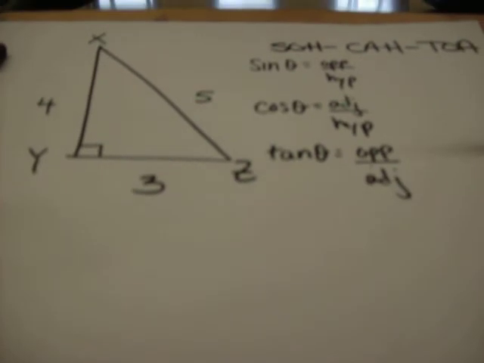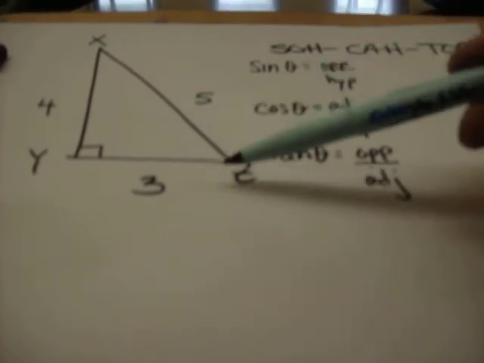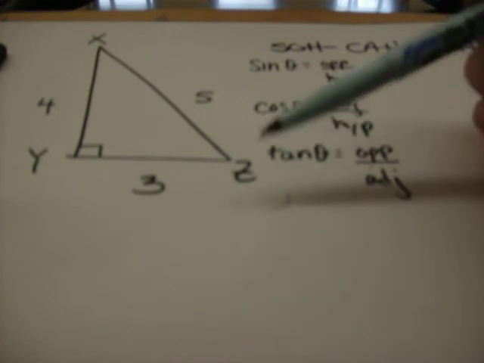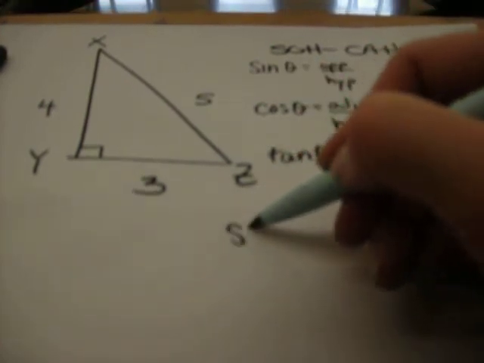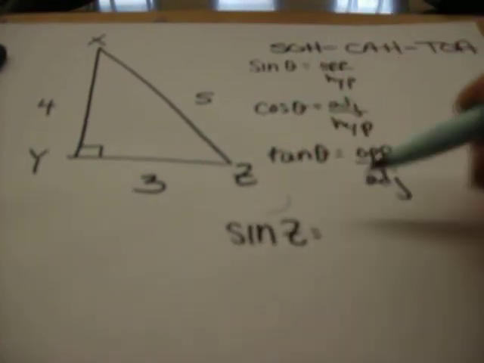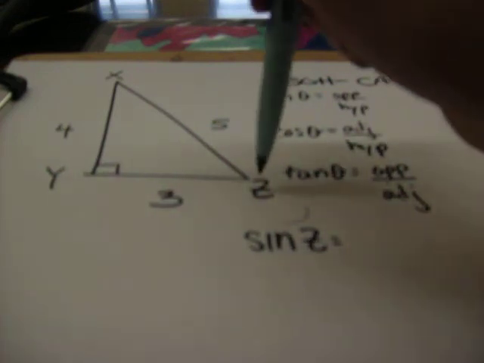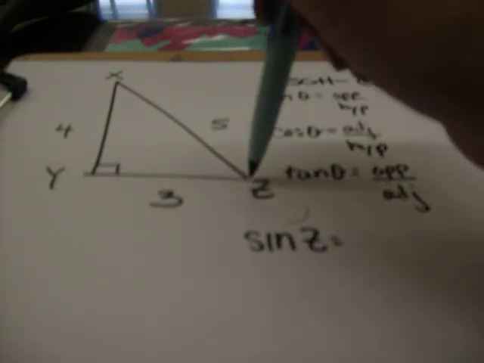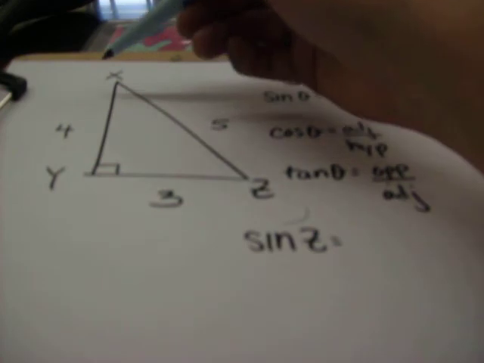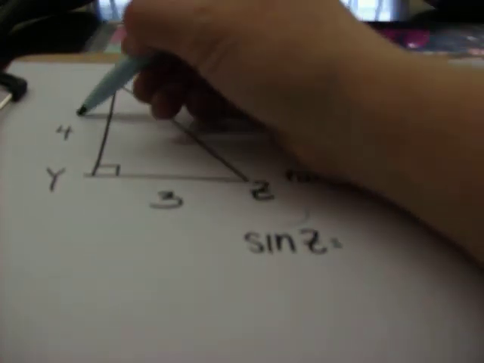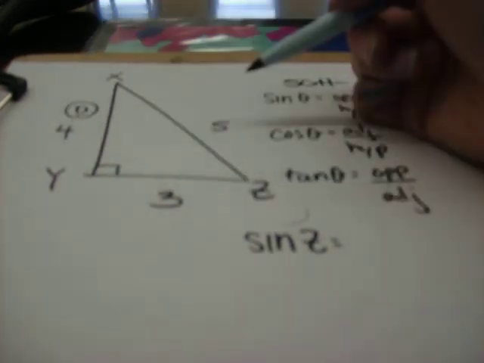So now it comes to, alright, we are given this particular triangle. We need to figure out the sine of angle Z. So what you have to do is figure out which side's opposite, which one's adjacent, and which one's the hypotenuse. So with Z, I'm going to say, well, Z opens up to XY. So I know that the opposite side is 4.